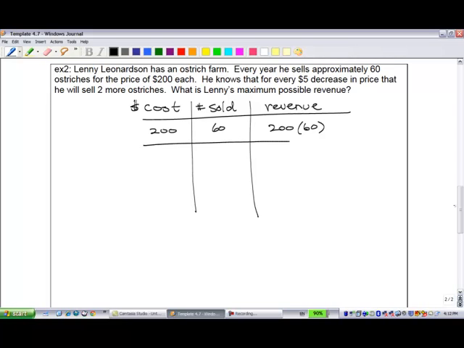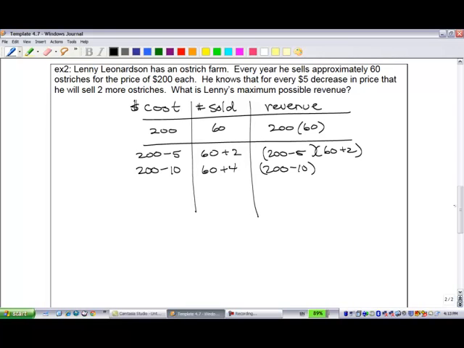So now we're going to start doing a couple options. He knows that for every $5 decrease in price he sells 2 more ostriches. So let's do this. I just want to show you a table. We may not actually do this every time. 200 minus $5 means we increase by 2. So this would be 200 minus 5, 60 plus 2. We could do it again: 200 minus 10, 60 plus 4. You can multiply that out, see if it's actually doing better for us.